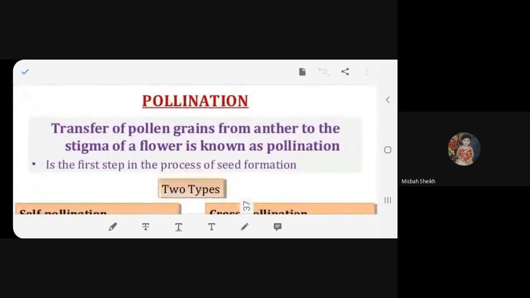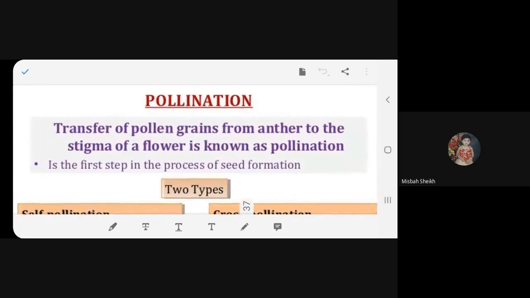Now we'll see all these stages one by one. Would one of you start reading? What is it all about, ma'am? Pollination. Can I? Yeah, sure, beta.